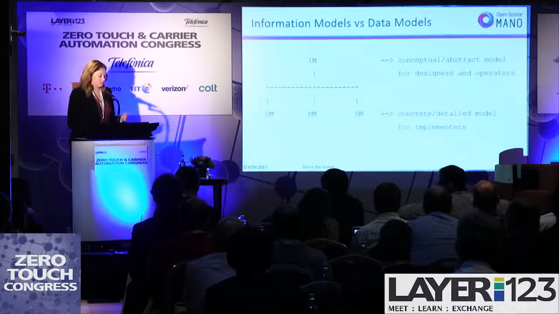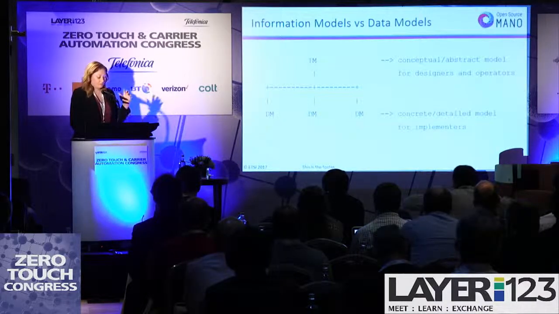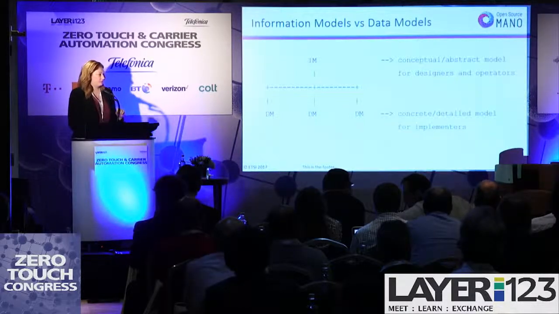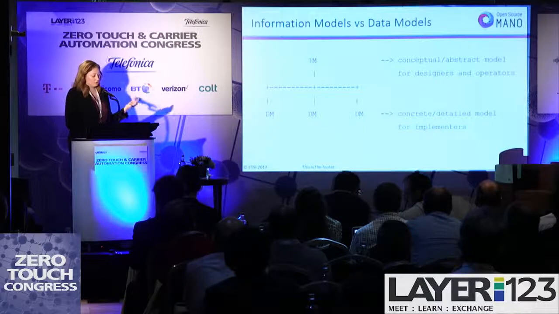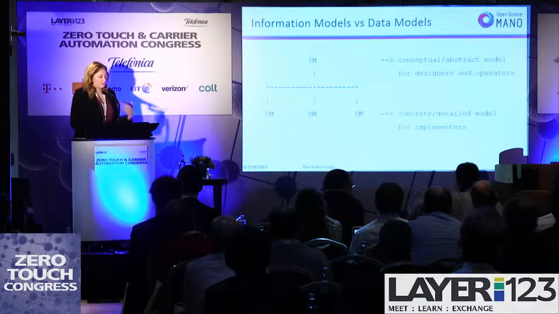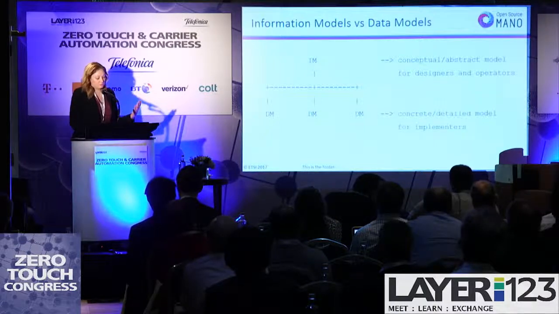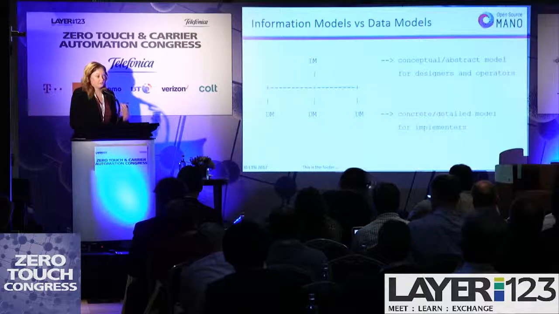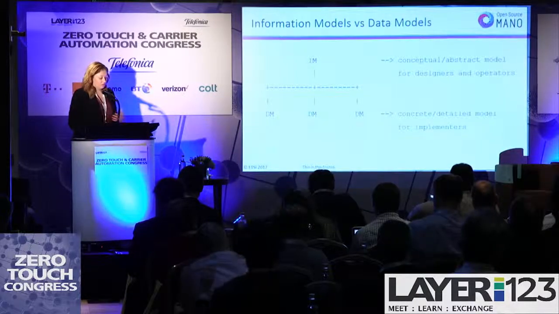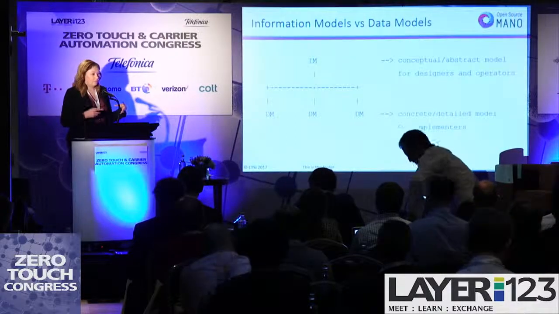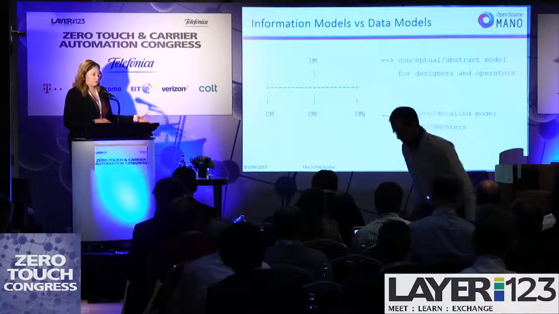So the information models. I just threw this slide in here so that we could pause for a minute and articulate the difference between information models and data models. Information models are what comes out of the standards bodies, and they're more conceptual. They're meant for designers as a guideline for what should be implemented. The data models are actually the more concrete, detailed model that are used by orchestrators like OSM.